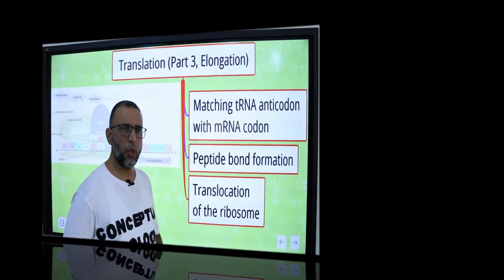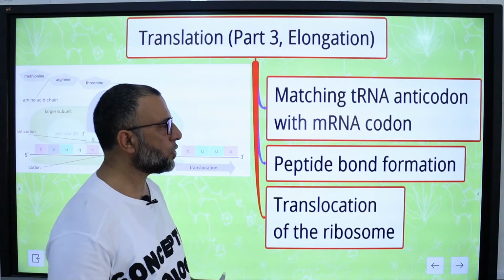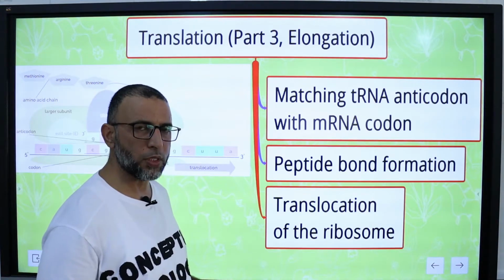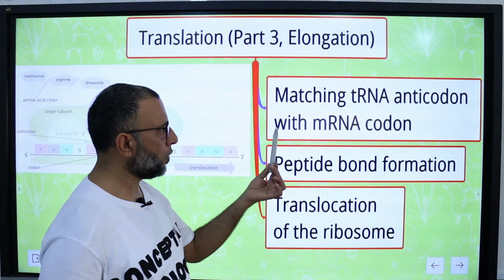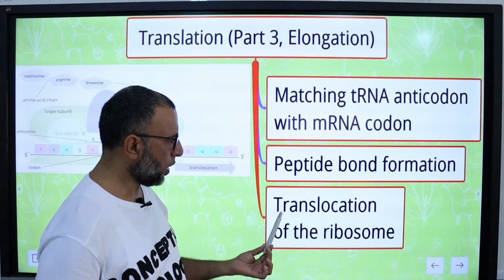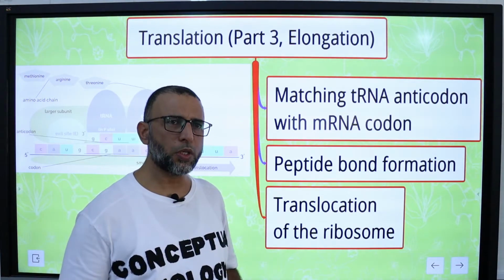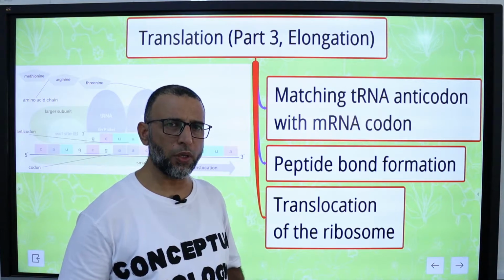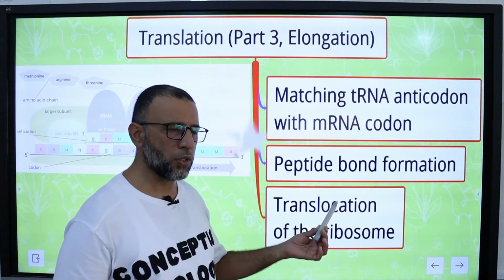In this lecture, we are going to talk about part 3 of translation, and we focus on elongation. Main points of the lesson are matching tRNA anticodon with messenger RNA codon, peptide bond formation, and translocation of the ribosome. In the previous video, we discussed prokaryotic and eukaryotic initiation. In this lecture, we focus on elongation.